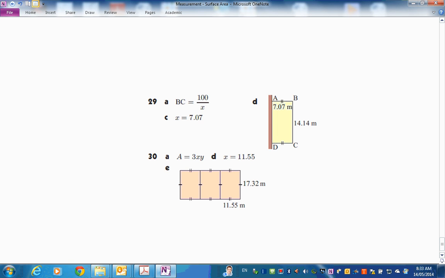All right. How are you going? What do you reckon we've got left? We've still got volume to do. So I'll catch you later on as we look at volume.